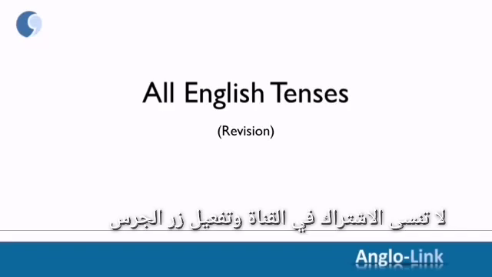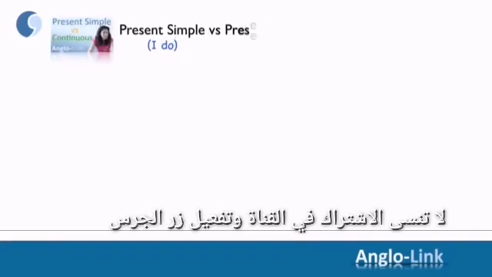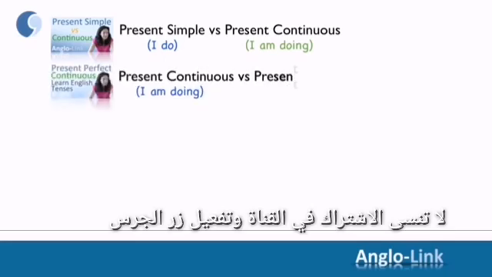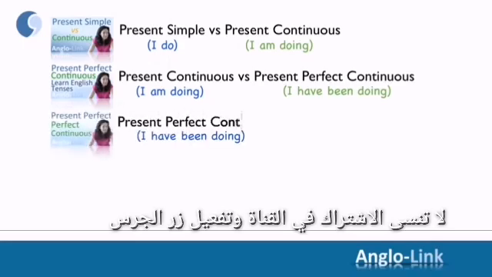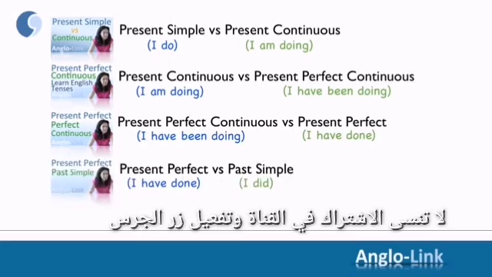So, just to remind you, in the first video, we looked at the difference between I do and I'm doing. Then, we looked at the difference between I'm doing and I have been doing. In the third video, we looked at I have been doing and I have done. And then we moved on to the difference between I have done and I did. In my 5th lesson, we looked at action verbs and state verbs.